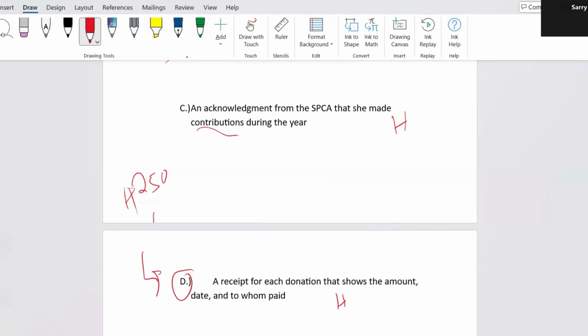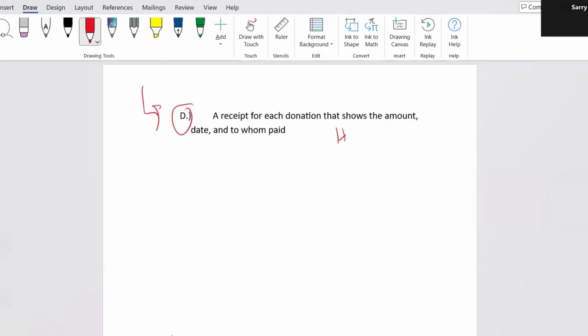Typically, when you donate more than $250, some charities just automatically provide you with the acknowledgements. But if it's over $250, you need the charity to send you a letter saying thank you for your donation of $1,000. And that's what you would need to provide the IRS in case they ask you for proof of the donation.